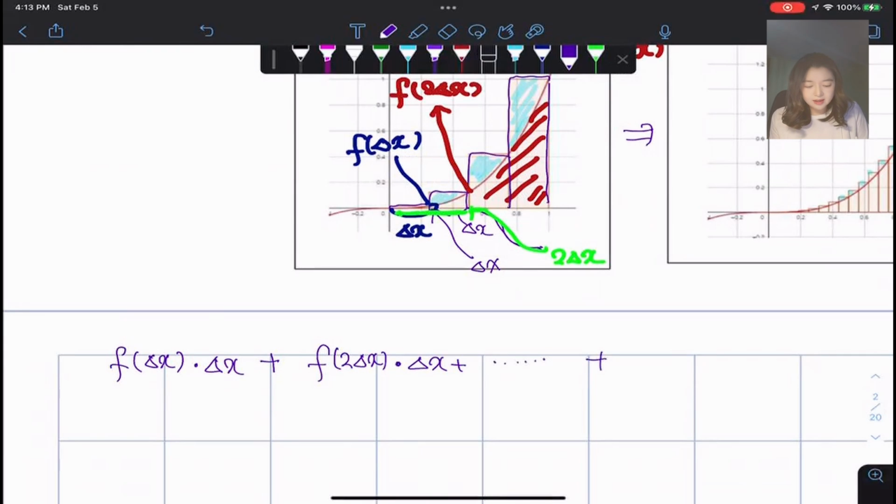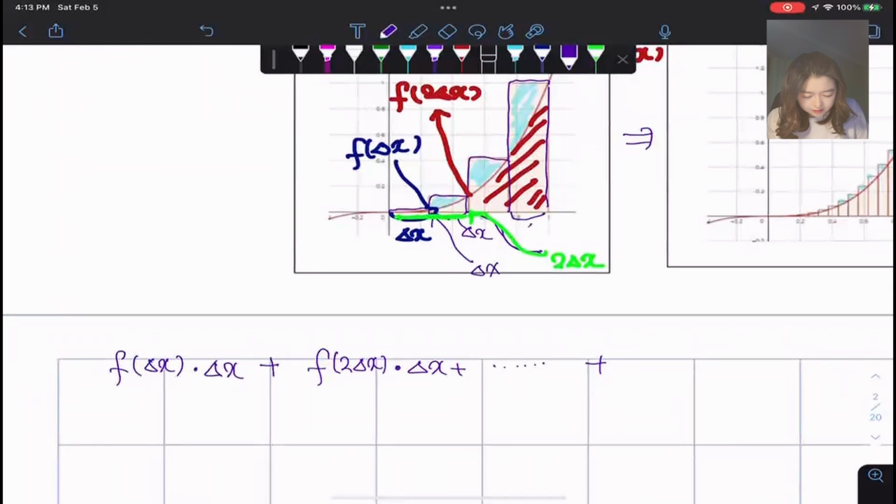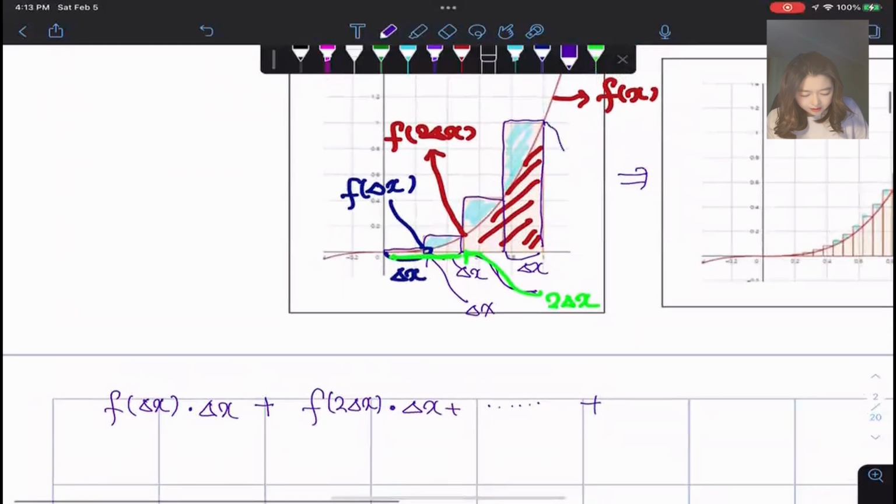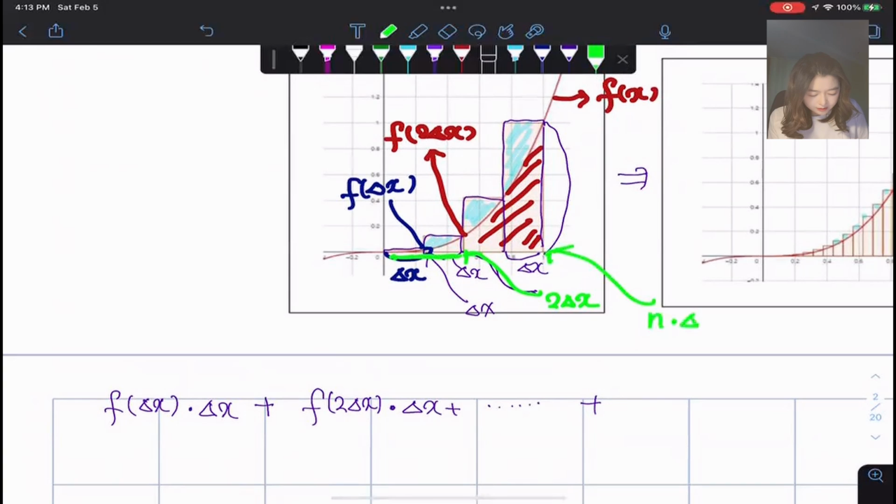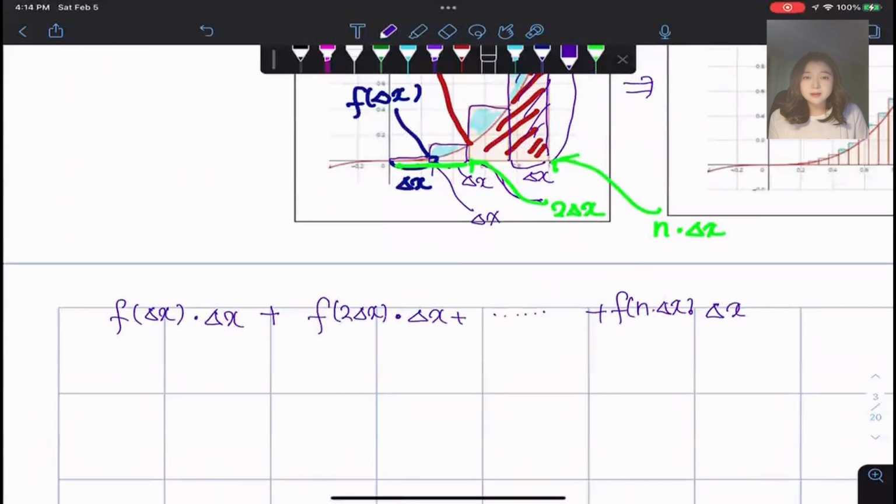The area of the last rectangle: this is delta x. The x coordinate is n times delta x, so the height is f(n delta x). The area of the last rectangle is delta x times f(n delta x). But this expression is so long. To simplify this expression, let's apply sigma and limit.